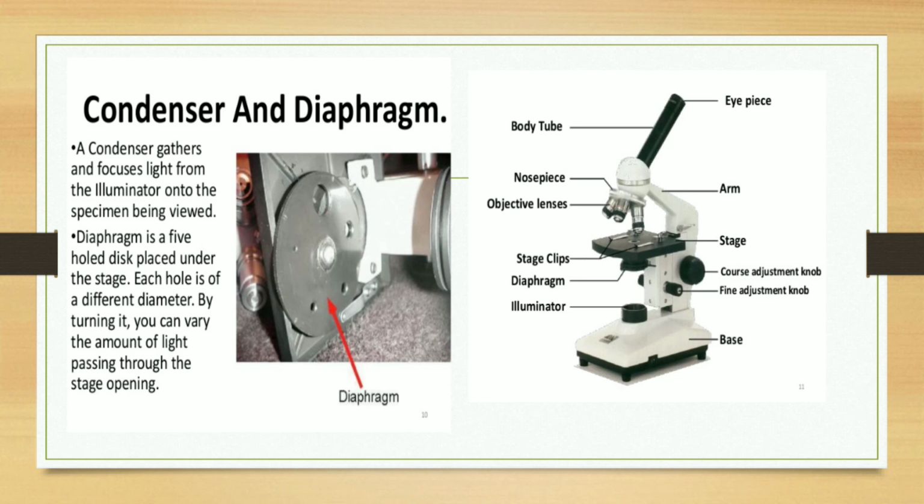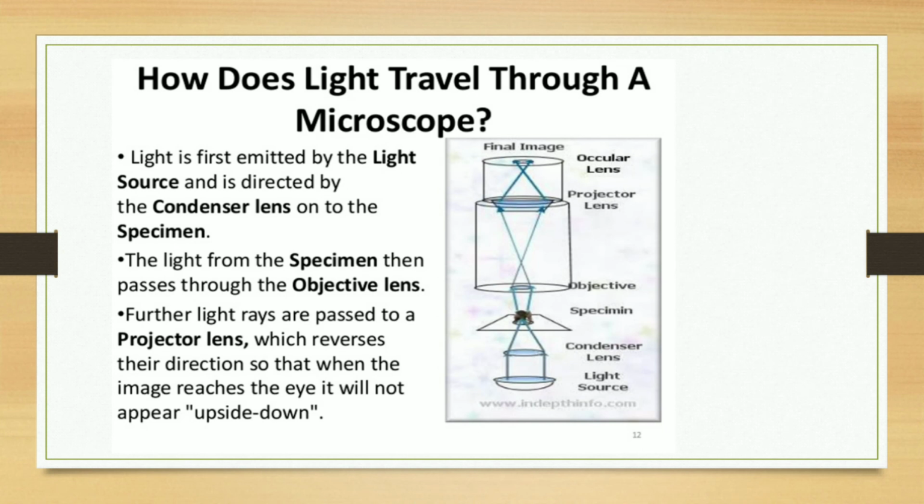So here on our right hand side, we see the picture of a compound microscope containing the eyepiece, body tube, nosepiece, arms, objective lenses, stage clips, diaphragm, coarse adjustment knob, fine adjustment knob, illuminator, and the last one is the base. This is all about the compound microscope.